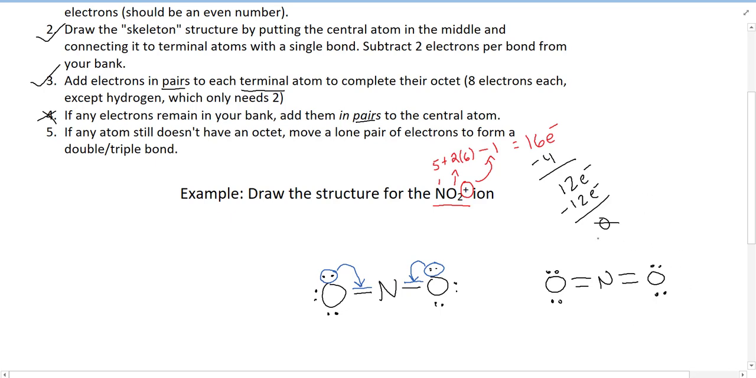The last step is that because we have a charge, we need to show that charge in the structure. Otherwise, it looks like this structure doesn't have the right number of electrons. We cannot just put a plus anywhere on the structure, though, because then it's not clear whether the positive charge is on an atom or on something else. So we're going to put this whole structure in brackets and put that positive charge on the outside. And now our Lewis structure is completed.